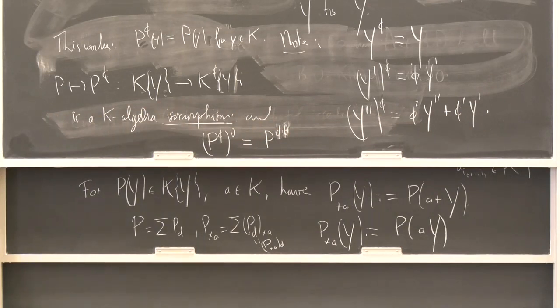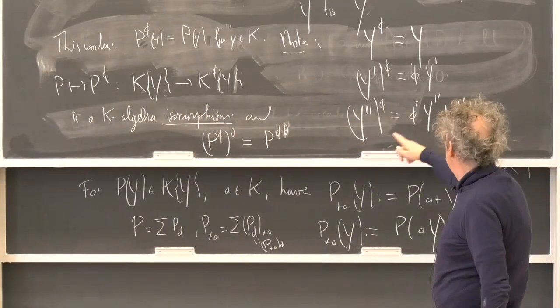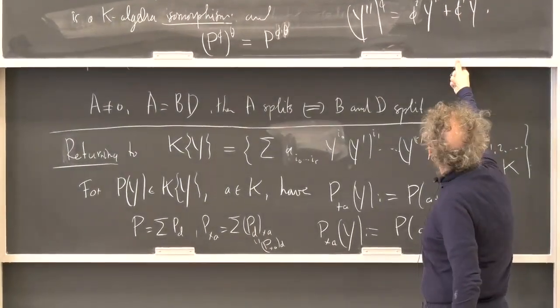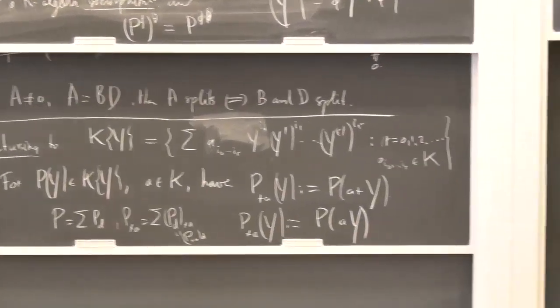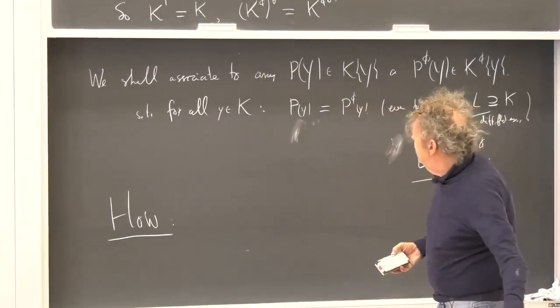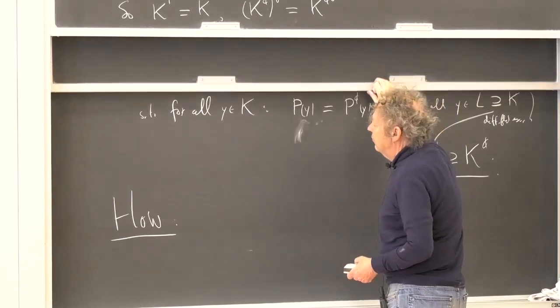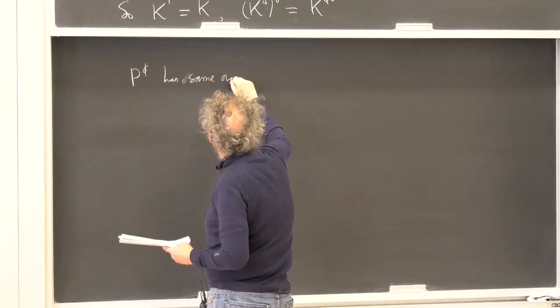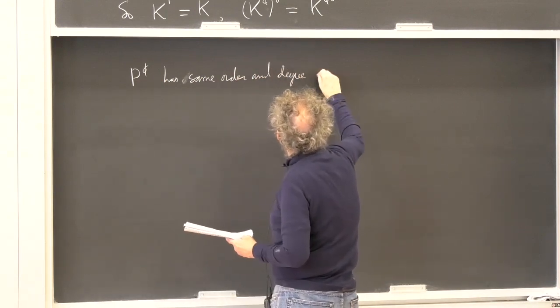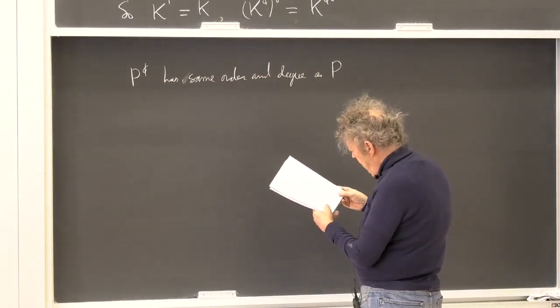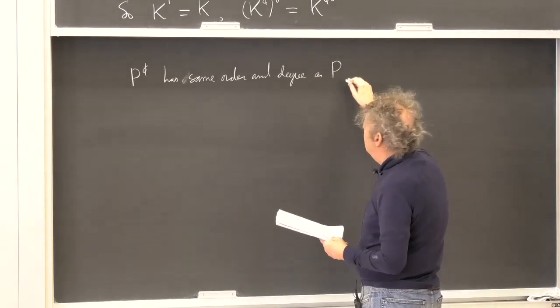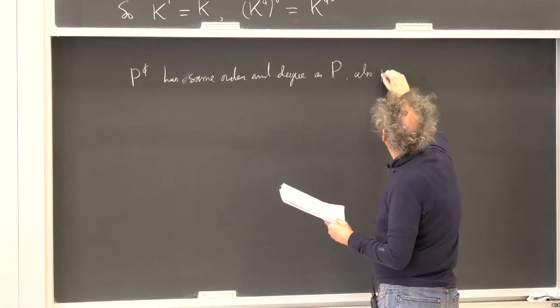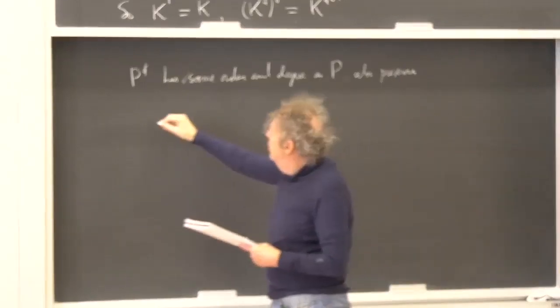Okay. So this compositional conjugation operation has very good properties. Maybe I should make some more space. Let me mention a few more properties of this operation. P phi has the same order and degree as P. It also preserves homogeneous parts.